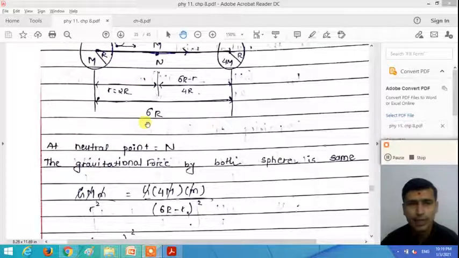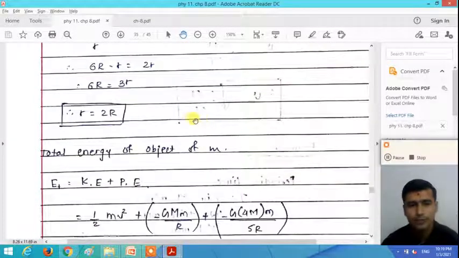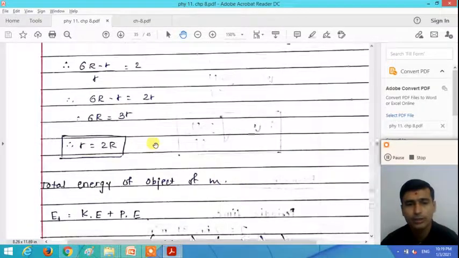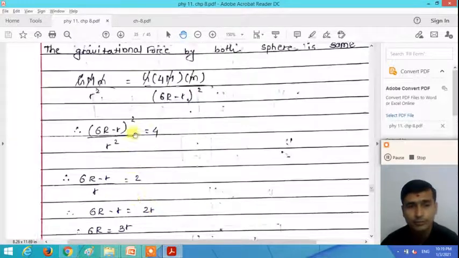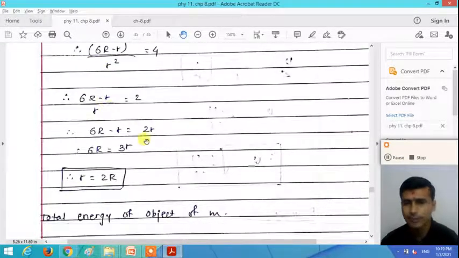Now calculate the total energy of the object, right? How can we calculate the total energy? What is the formula of the total energy? The total energy of the object of mass m is the kinetic energy plus potential energy of the object on the surface of the first sphere. So first find the total energy on the surface of the first sphere, right?